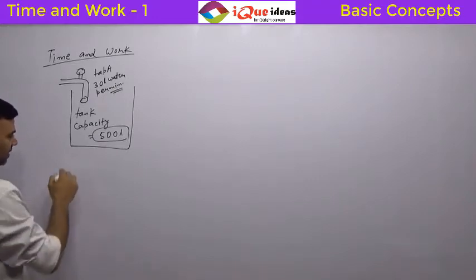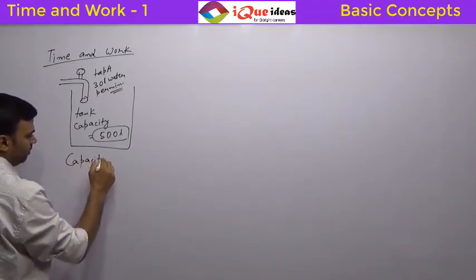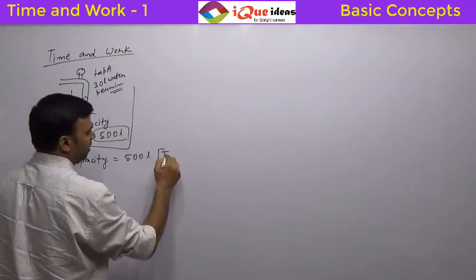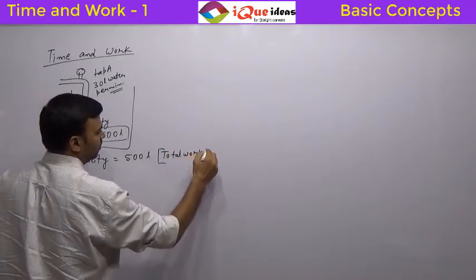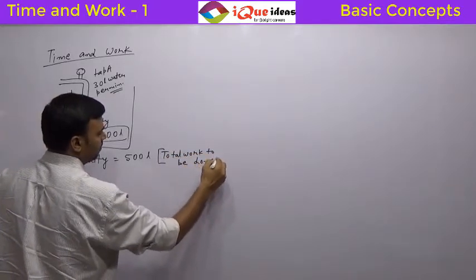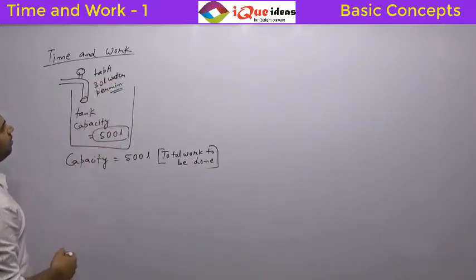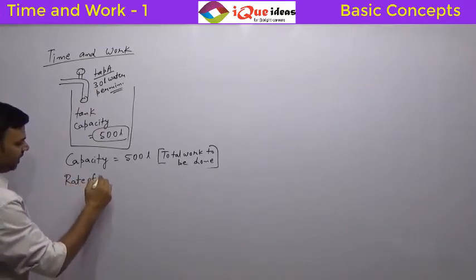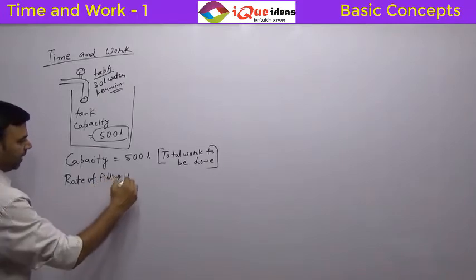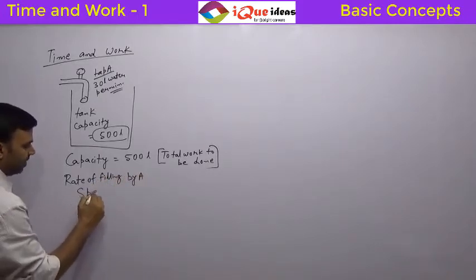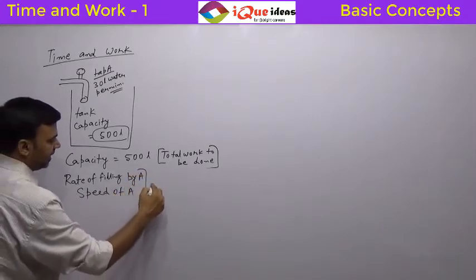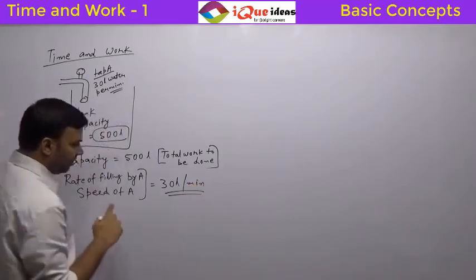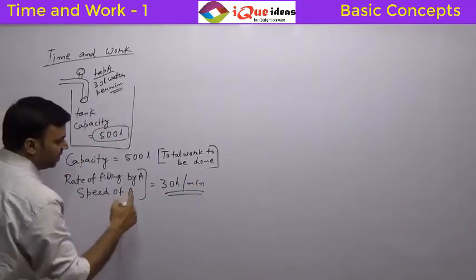Now let's look at this one by one. The capacity of the tank, which is 500 liters, we have to fill this. So this is the total work to be done. Right? Then this 30 liters of water per minute, that tap A can fill, will be the rate of filling by A. It can also be said it is the speed of A, and it is equal to 30 liters per minute. So in every 1 minute, the tap A can fill 30 liters of water.